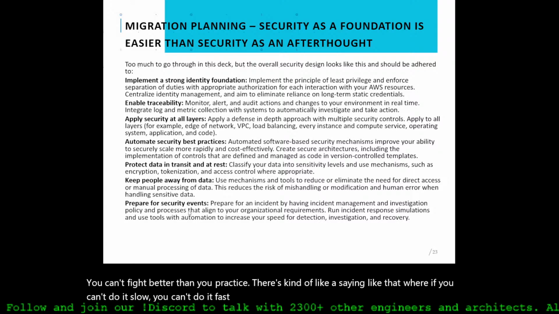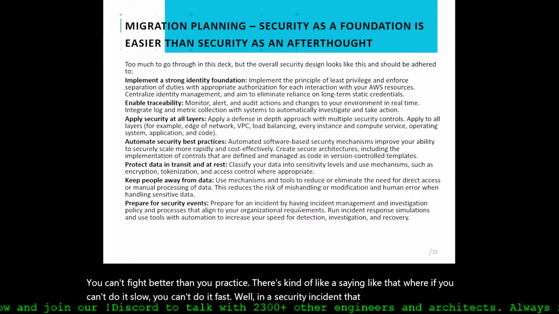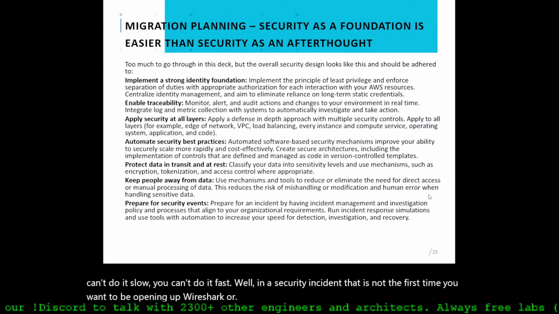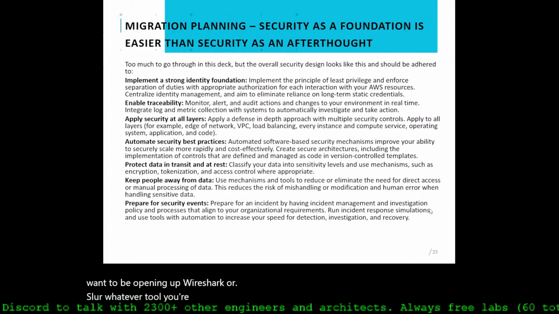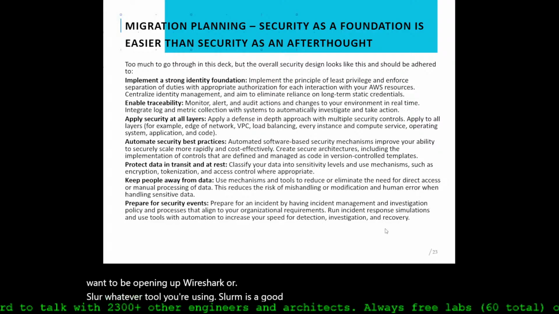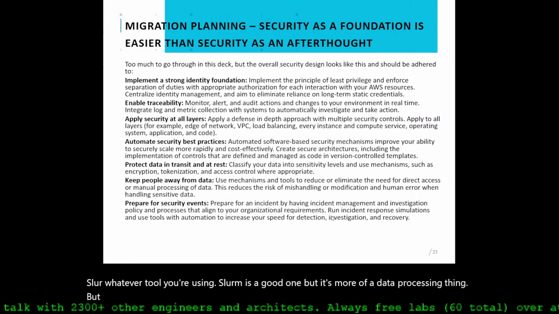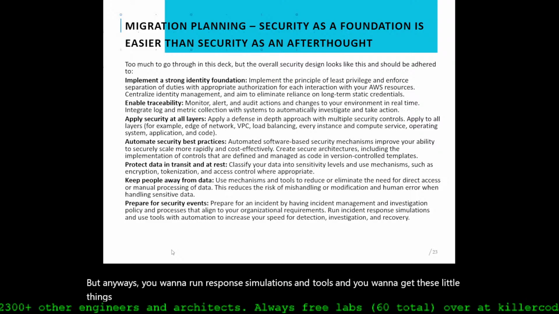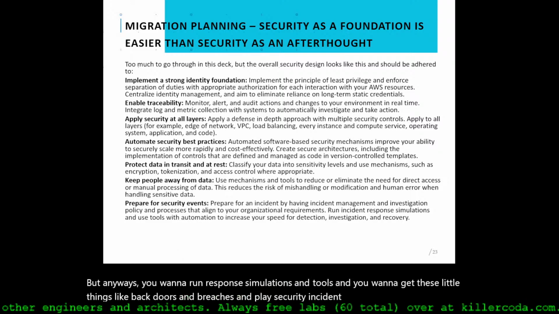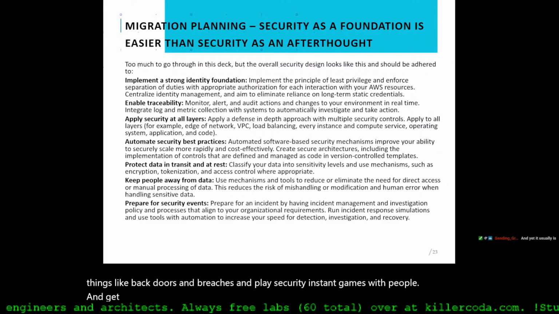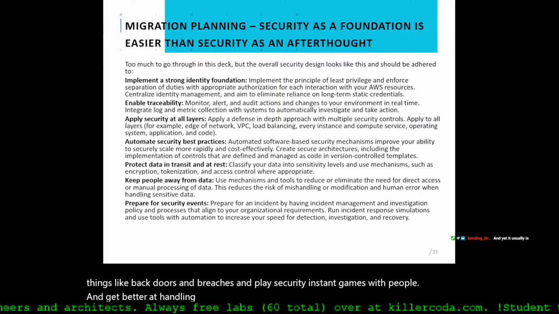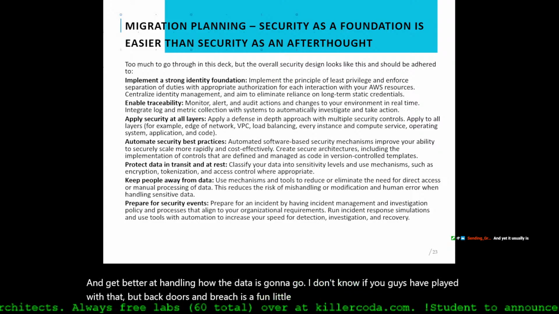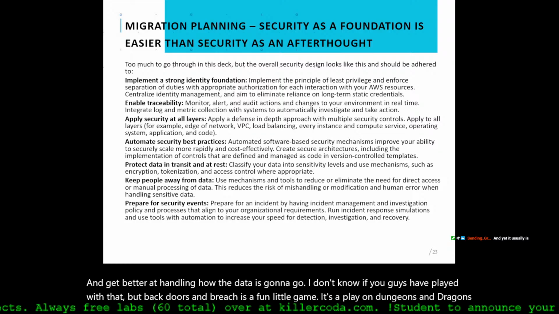Well, in a security incident, that is not the first time you want to be opening up Wireshark or Slurm, whatever tool you're using. Slurm is a good one, but it's more of a data processing thing. But anyways, you want to run response simulations and tools, and you want to get these little things like Backdoors and Breaches, and play security incident games with people and get better at handling how the data is going to go. I don't know if you guys have played with that, but Backdoors and Breaches is a fun little game. It's a play on Dungeons and Dragons, but it's with like an incident team.